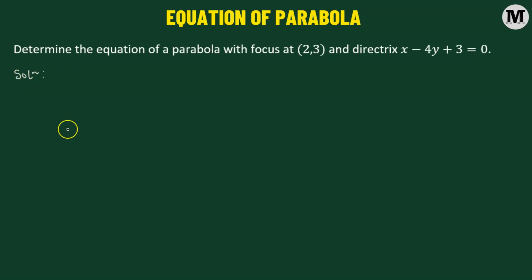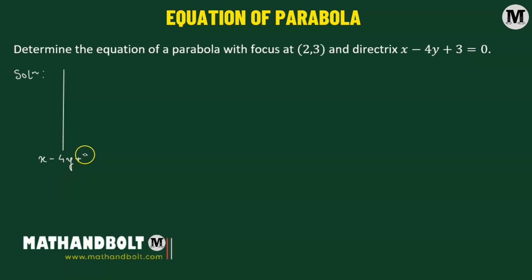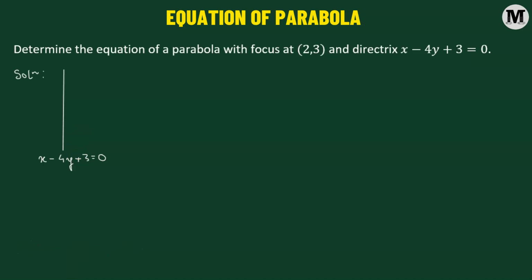We begin by considering a straight line with the equation x minus 4y plus 3 equals 0. This is our directrix line. Now we're going to consider a line which is perpendicular to this directrix line. This line is referred to as the axis of symmetry. It is selected in such a way that a point that lies on this axis of symmetry will be referred to as the focus of the parabola. So here we have the focus of the parabola at (2, 3).